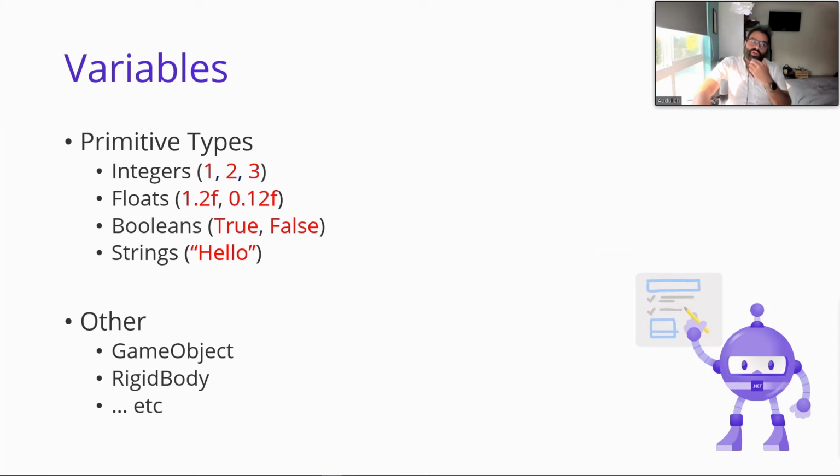Also, all the types that are inside of Unity that you can use, like GameObject, Rigidbody, all of the different components inside of Unity are also kind of like variables, but we can dive into those a little bit later.